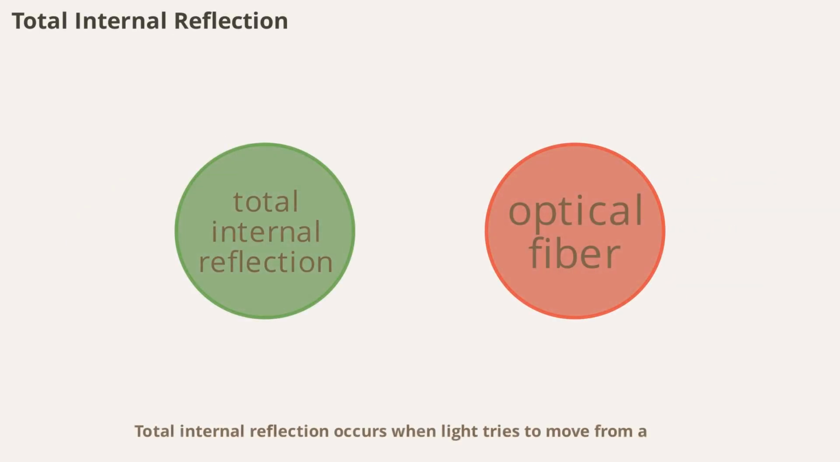Total internal reflection occurs when light tries to move from a denser medium to a less dense one at a steep angle, causing all the light to reflect back inside. This phenomenon is used in optical fibers, which transmit data as light signals over long distances without loss. It's also responsible for the sparkling effect in diamonds. Understanding total internal reflection helps explain the efficiency of modern communication technologies.